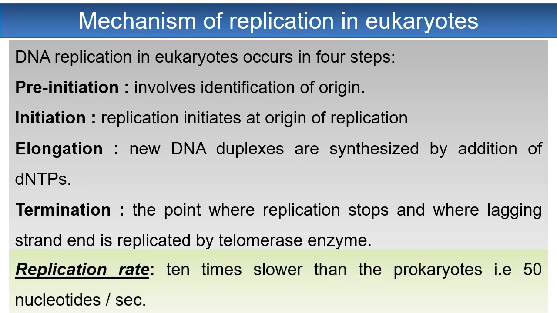Then comes the replication rate. This is around 10 times slower than in prokaryotes. That is, in prokaryotes it is much higher. In eukaryotes it is slower, that is, 50 nucleotides per second can be added.